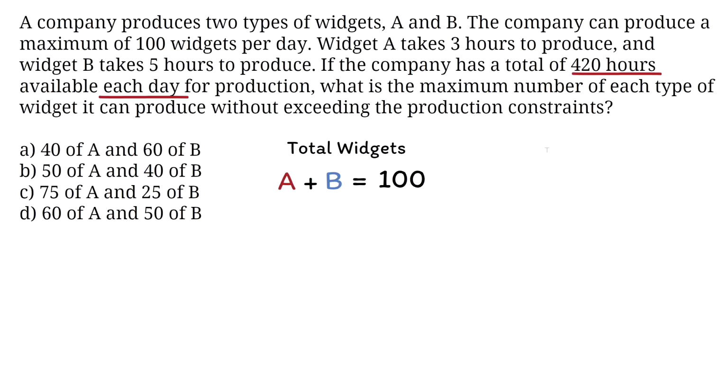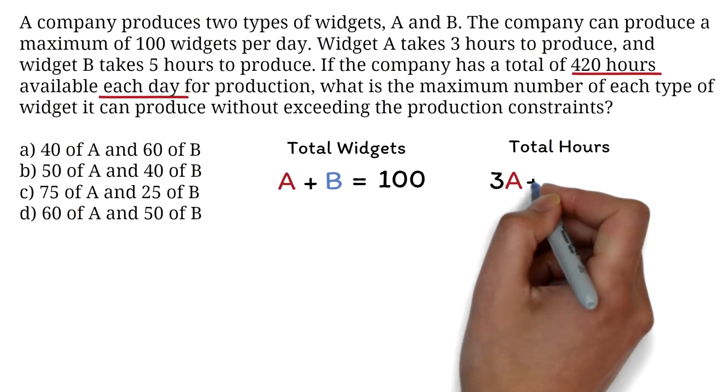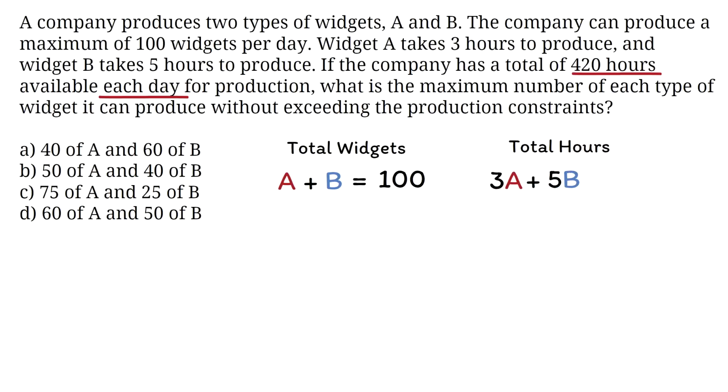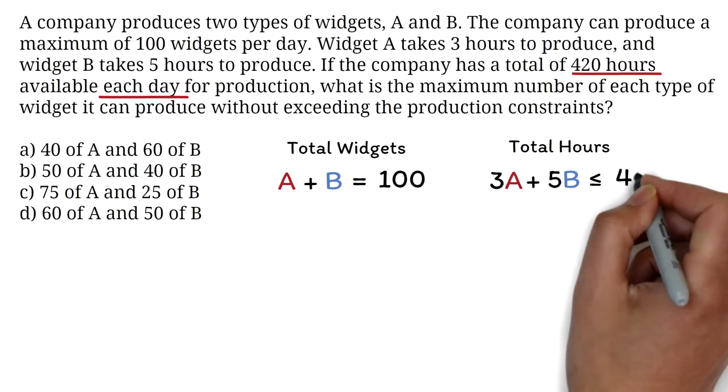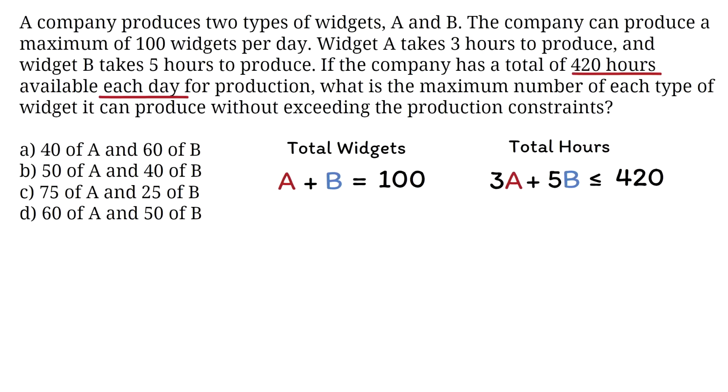The second equation is the total hours. Widget A takes 3 hours to produce and widget B takes 5 hours to produce. If the company has a total of 420 hours available each day for production, then the hours used to produce widget A plus the hours used to produce widget B must be less than or equal to 420 hours. Again, the question wants us to find the maximum, so we will use equal to.